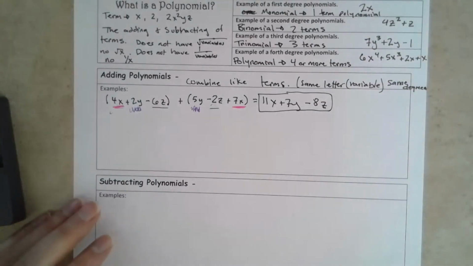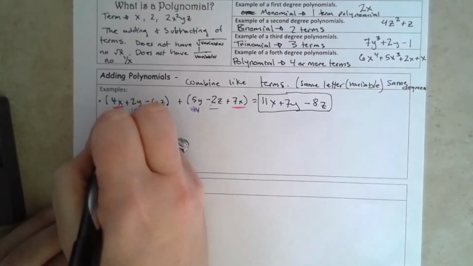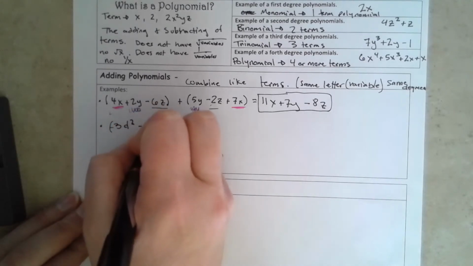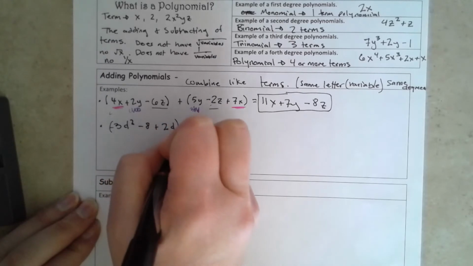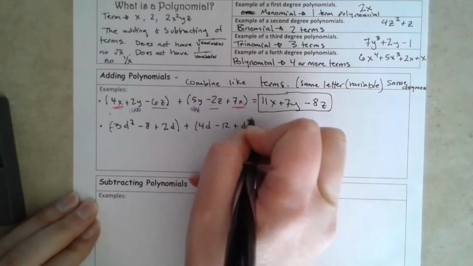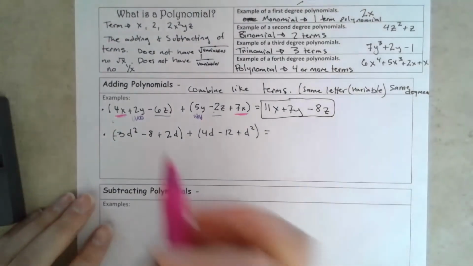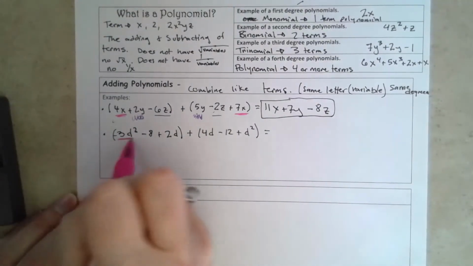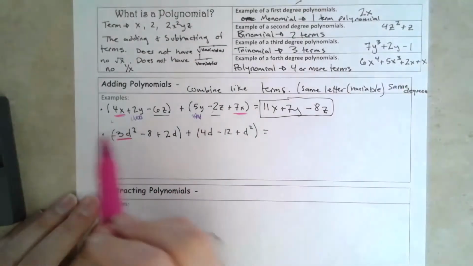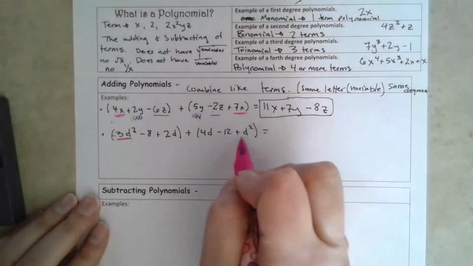Okay, so let's look at another example. That's our first example. So negative 3d squared minus 8 plus 2d plus 4d minus 12 plus d squared. So we're looking for like terms. I have this negative 3d squared. Does that go with 2d? No, because they don't have the same degree. d squared is second degree, d is first degree. But it can go with this d squared.